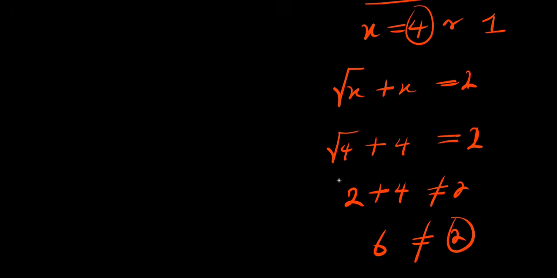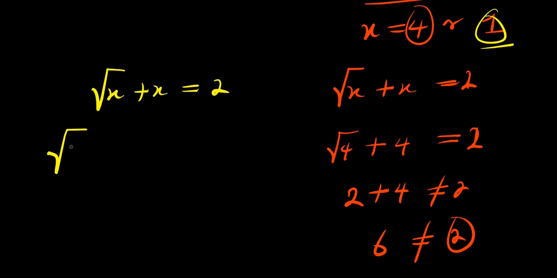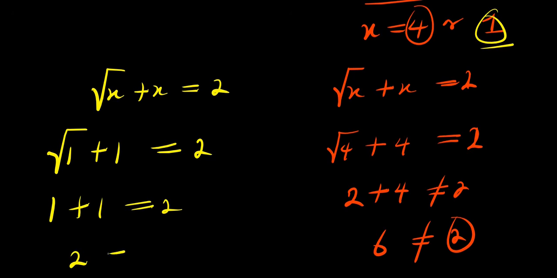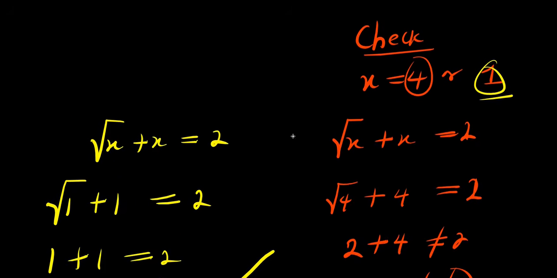Now let's do when x is 1. So you have square root of x plus x equals 2. Let's consider when x is 1. We have square root of 1 plus 1 equals 2. Square root of 1 is 1, plus 1 equals 2. And 1 plus 1, this is 2. And this equals 2. Both sides are the same. So this satisfies the equation as well.